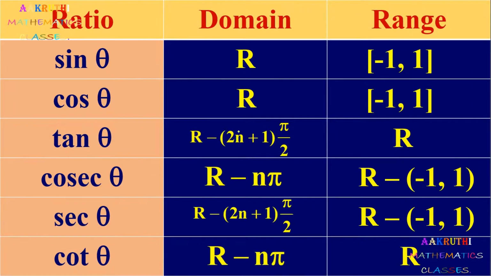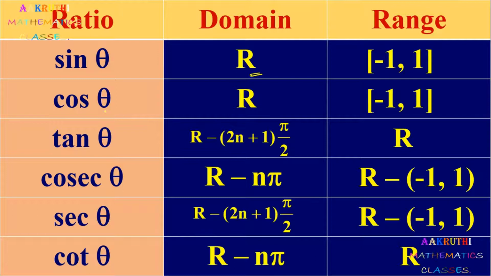Next we study domain and range of trigonometric ratios. First we consider sin theta. Here we can substitute any real value for theta, therefore the domain is R. For sin theta, the highest value is 1 and the least value is minus 1, so the range for sin theta is minus 1 to 1.